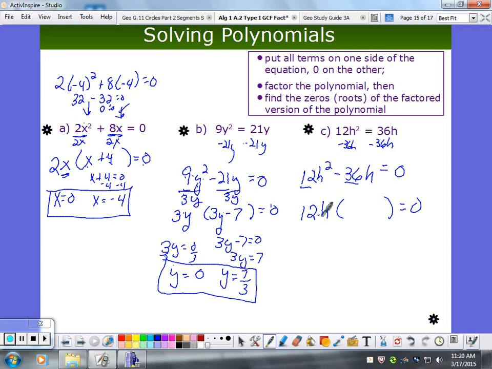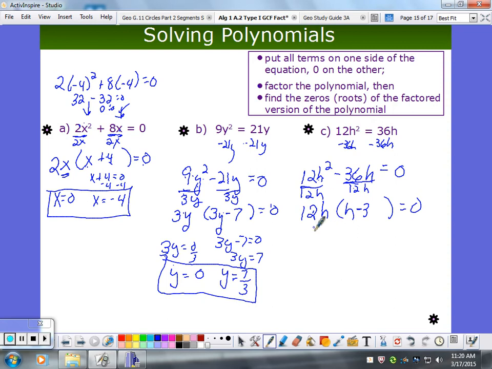Alright, so Danny, 12h times what gives me 12h squared? And again, you can just divide by 12h. H. 12h times what will give me that negative 36h? Negative 3. Because 12h times h is 12h squared. 12h times negative 3. Okay. Now, what are the possible values of h?